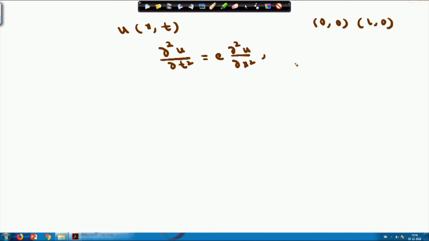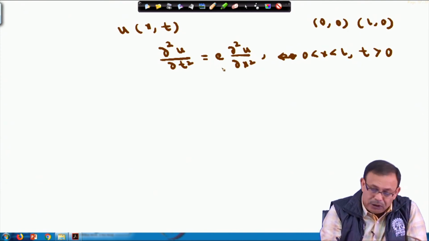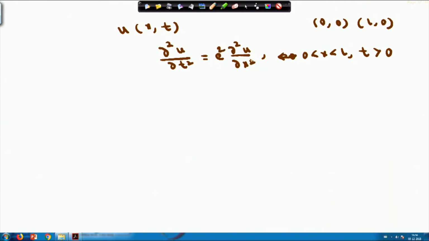That means your x lies between 0 to L and your t has to be greater than 0. So, your problem is now: displacement u(x,t) will be governed by this equation, ∂²u/∂t² equals c² ∂²u/∂x², where x will lie between 0 to L and t is greater than 0. And what would be the condition then?